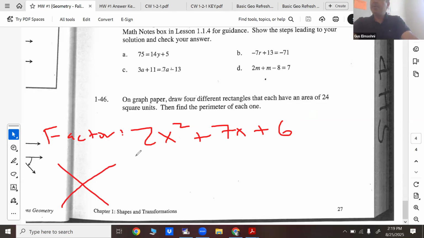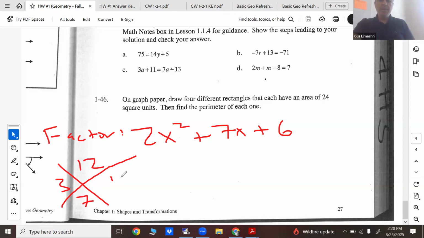I like to do a diamond. You guys are probably familiar with that technique. And I identify A and C. A is a leading coefficient, C is a constant. What's my leading coefficient here? And what's my constant? So I multiply, I get 12. And then my middle term B, I put it down here. My goal is to find two numbers that multiply to the top and add to the bottom. So multiply to 12, add to 7. What two numbers would that be? Good, Nick? 4 and 3.